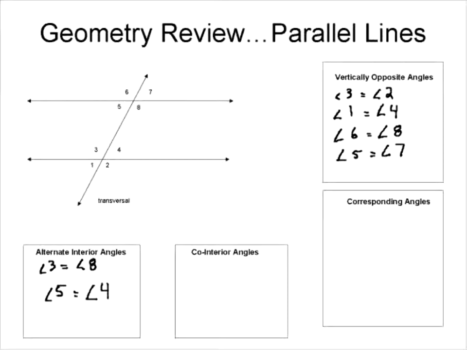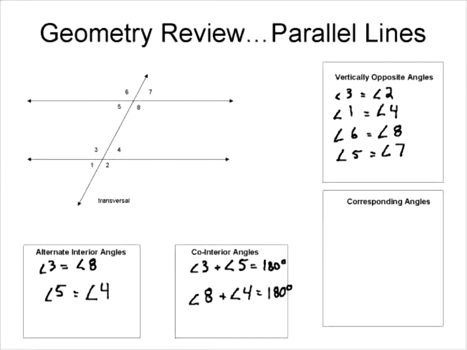Now, the thing about co-interior angles is they're not equal to each other, but we know that angle 3 plus angle 5 has to equal 180 degrees. And we also know that angle 8 plus angle 4 is 180 degrees. So we don't know anything about those angles individually, but we know that they equal 180 degrees when we add them up because they're co-interior.